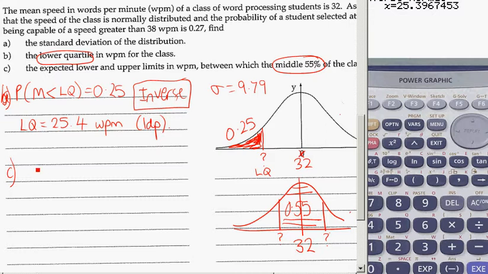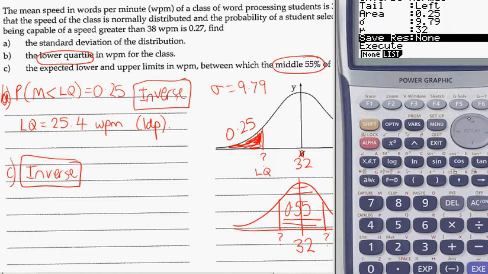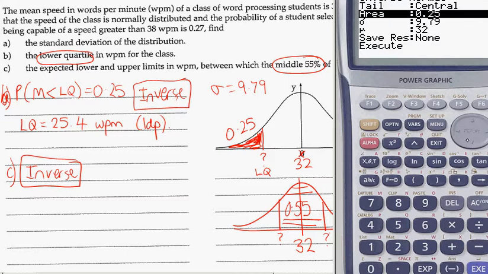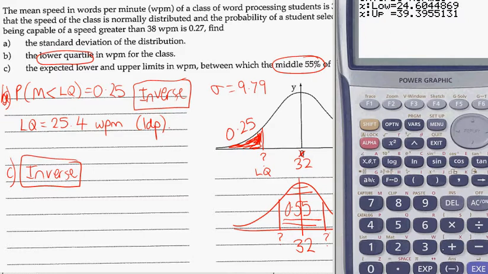So once again, it's an inverse problem. We've got the area, the probability, and we're looking for the values along the bottom. So if we go back to our graphics calculator, and this time we'll choose center, and we want an area of 0.55. We've got our mean, we've got our standard deviation, and it gives us a lower and an upper.